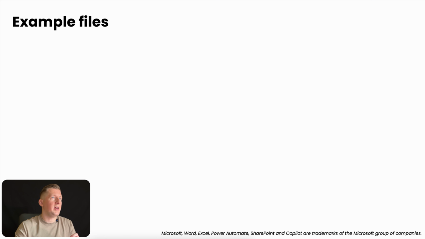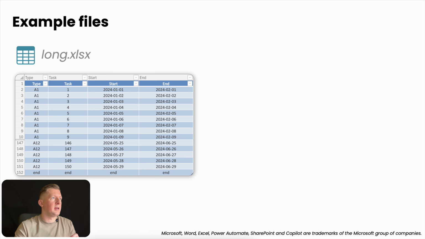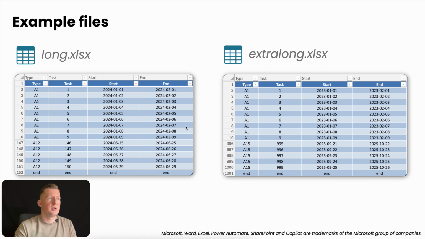The example files I'm showing you now, I have now also two files. One is called the long.xlsx, which is starting with task number 1 and spreading up until task number 150. Altogether, this Excel has 152 lines. And the other one is the extra long, starting from 1 until 999. And this Excel file has altogether 1001 lines filled.